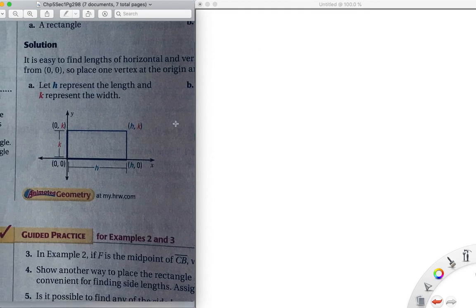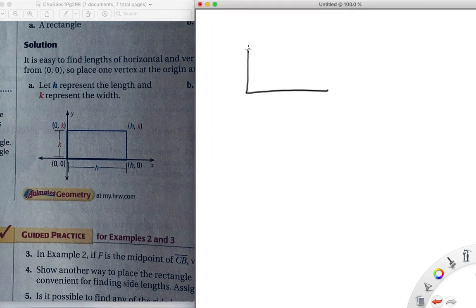When we're drawing something like a square or a rectangle, if it's a vertical distance, so let's say this is the rectangle. Things that we need to know about a rectangle: a rectangle has a pair of congruent sides that are parallel. So if this is K, then this is also K. If this is H, then this is also H in terms of distance.